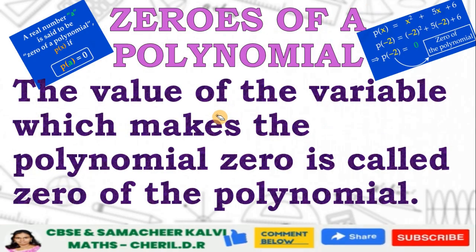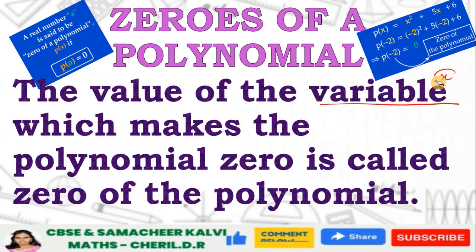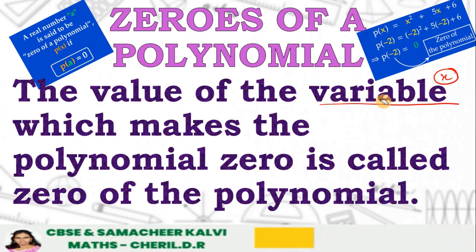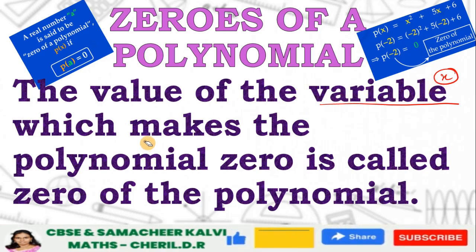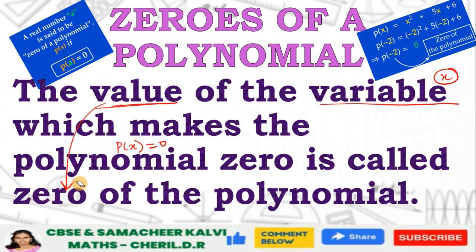So that is what we have learned today. To understand in simple terms, it is the value of the variable which makes the polynomial 0. The variable is going to be x or y. If we substitute some value for this variable, and this value makes the polynomial p(x) be 0, then that value is called the zero of the polynomial.